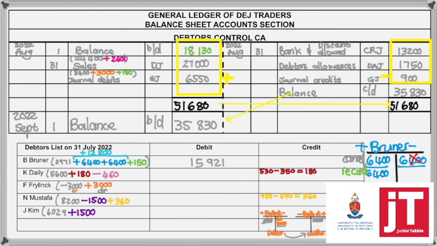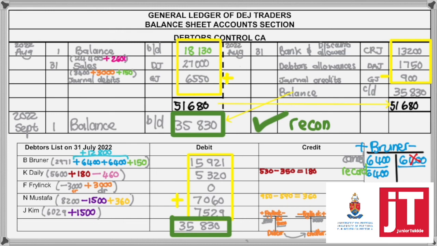So find your new totals. So close your bracket, do your calculation, and find the total for each debtor. So after you've done that, you will add up your debtors list, and then you will notice that that is also now 35,830. So then the balance brought down of the control account must equal or be the same as the total of the debtors list. And then you know that you've done your reconciliation correctly and everything internally is now balancing out and recorded where it should be.